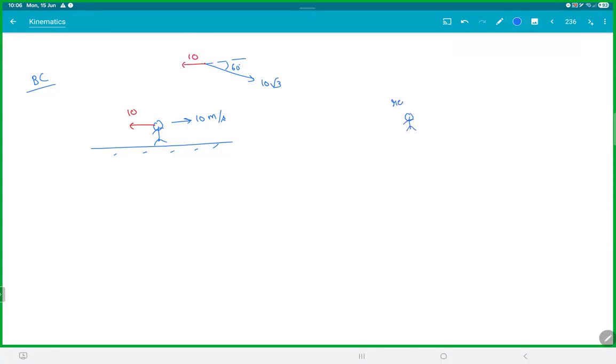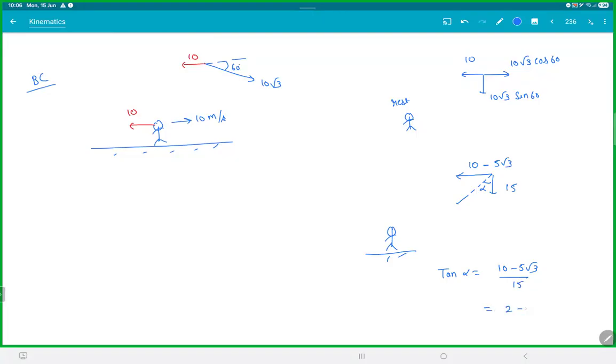So the man will think, okay, I came to rest. And he will say this velocity is 10 root 3 cos 60. This is 10. And this is 10 root 3 sin 60. So if you look at the resultant, this will be 10 minus 5 root 3 by 15. This is what he will see. Yeah, this is not a great answer. Tan alpha will be 10 minus 5 root 3 by 15, divided by 5, and this will be 2 minus root 3 by 3. That's your answer, everyone.